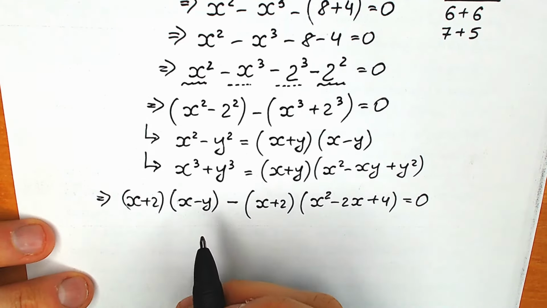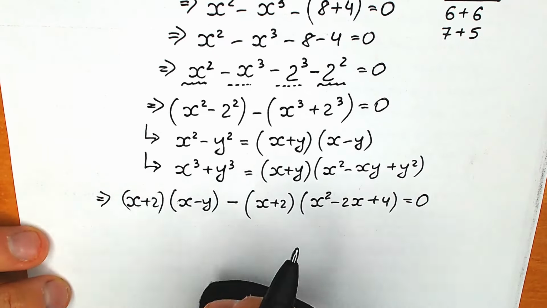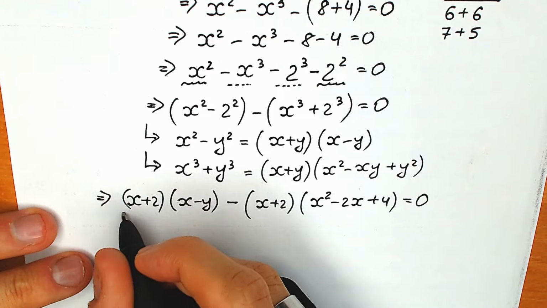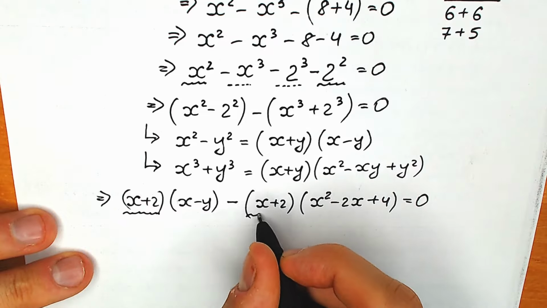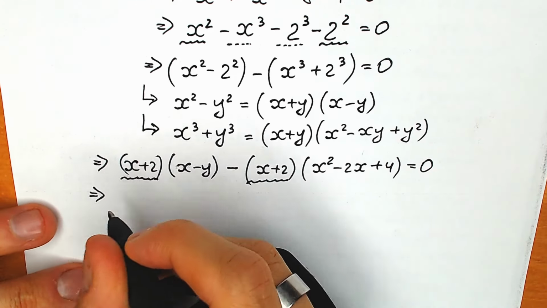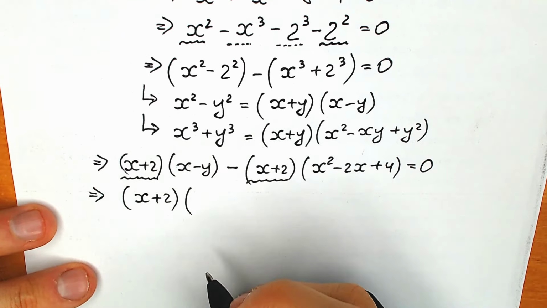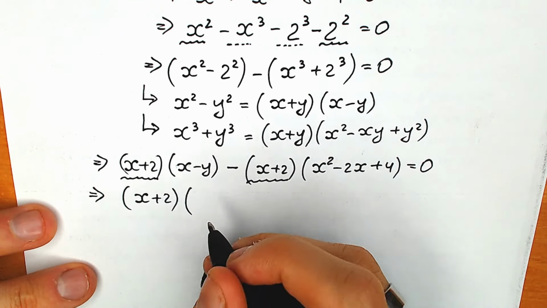Once more, let's look from a different angle. We apply both of these formulas, but why do we apply both? Because right now we have x plus 2 right here, and x plus 2 right here, so we can easily factor it out as a common factor. So we have x plus 2, we factor it out, and in the second parenthesis right here, what do we have?